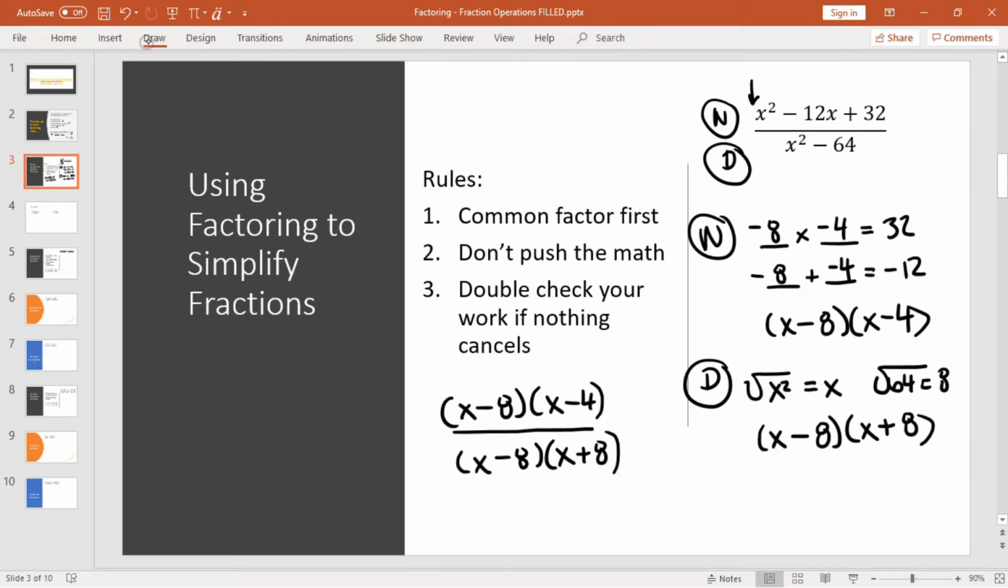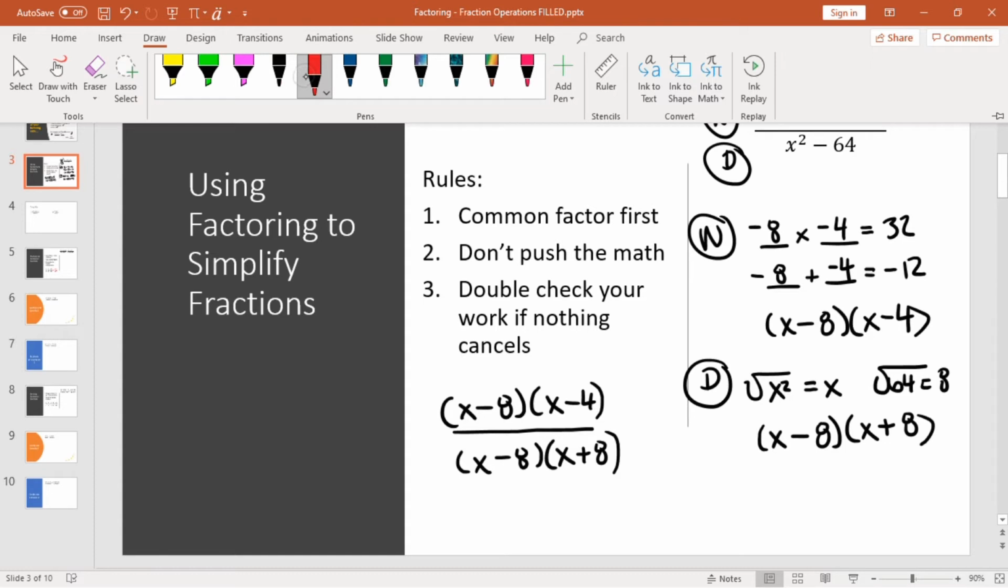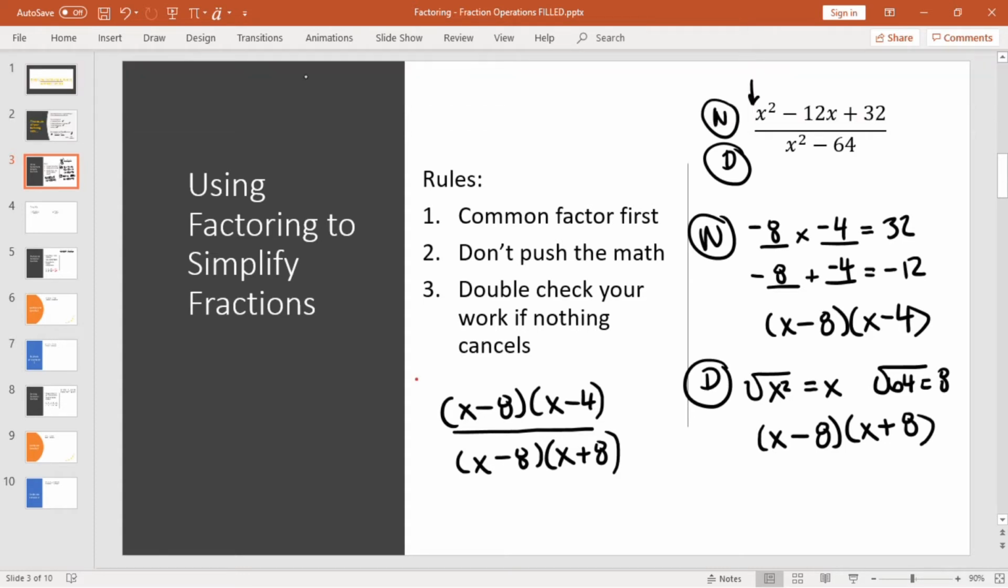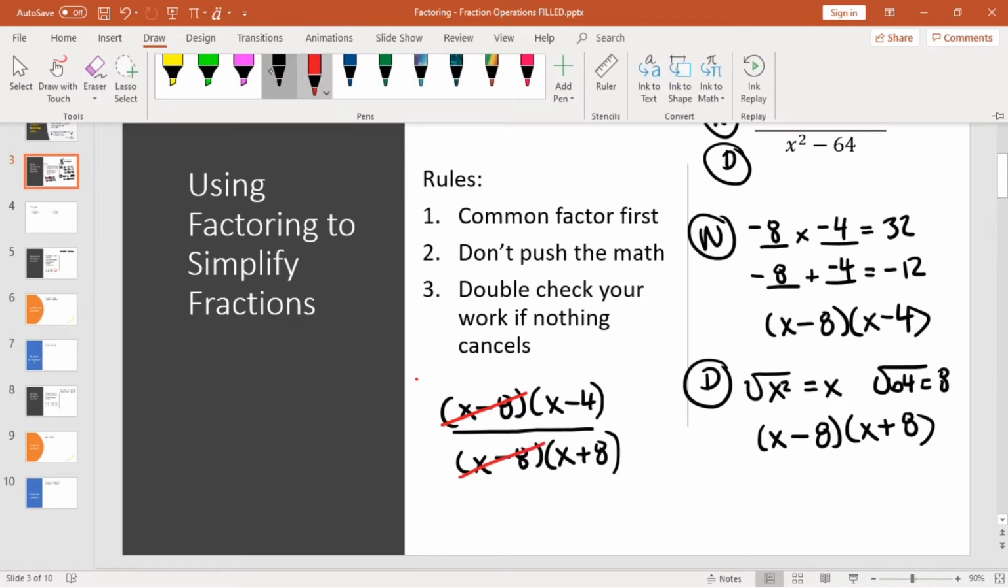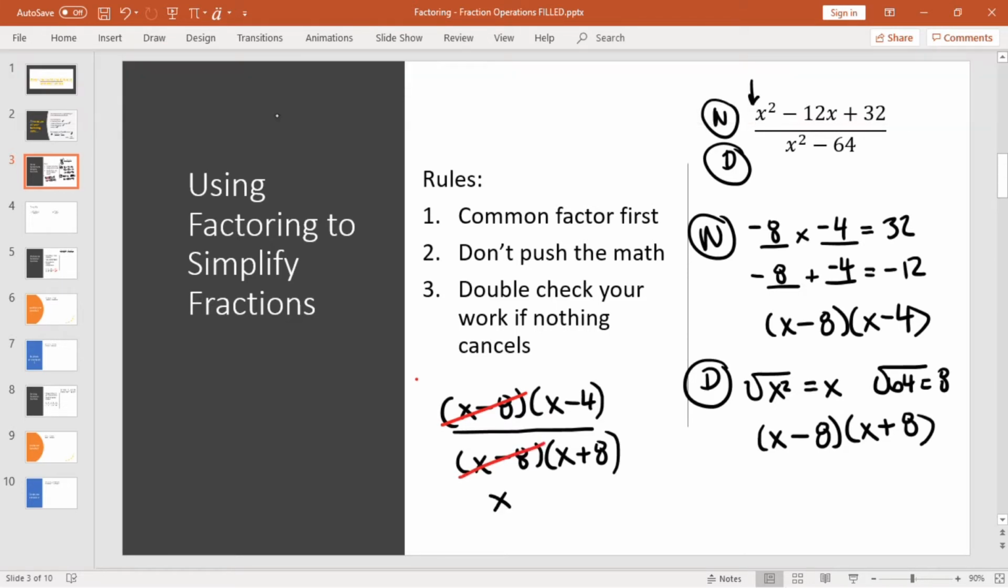Okay, and then we're just canceling. Anything exactly the same can go. So my final answer is this. That's the simplified fraction.